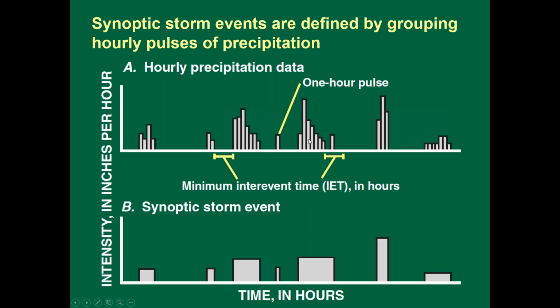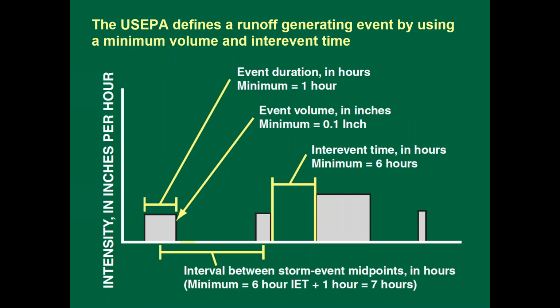So when we look over here at this storm on the right with the other minimum inter-event time, we have a bunch of pulses together, then we might have a dry hour and then another pulse of rain. Because that's within this inter-event time, that stray pulse gets lumped back into this same storm event. So we can see that would be the time in hours, and it would be the intensity in inches per hour for that storm. On the lower diagram here, all these pulses get lumped into these different events. That's how EPA defines a runoff generating event.